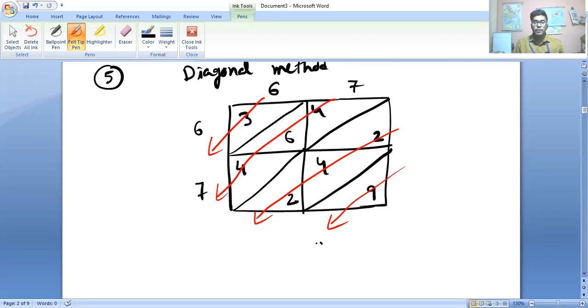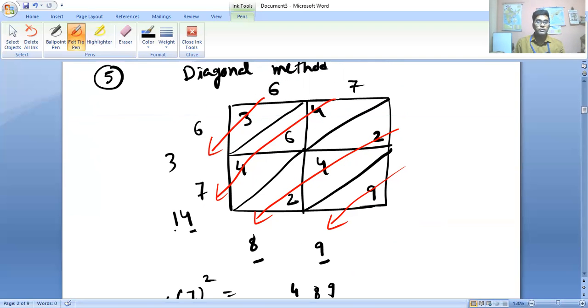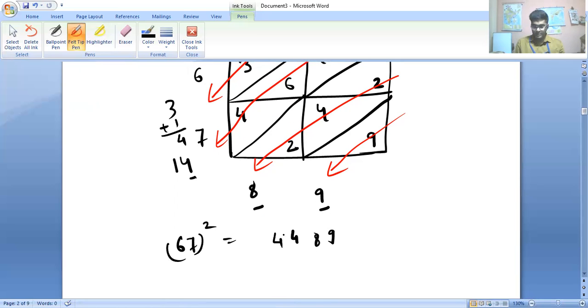So here we have 9. Add them: 4 plus 2, 6, 6 plus 2, 8. Add them: 4 plus 6, 10, 10 plus 4, 14. And here we have 3. So again, for 67 whole square, the unit digit we will write, and the rest of the digits we will carry. So 1 we are carrying here. It becomes 4. So this is our answer: 4489.